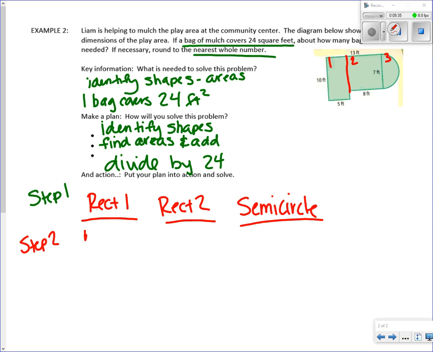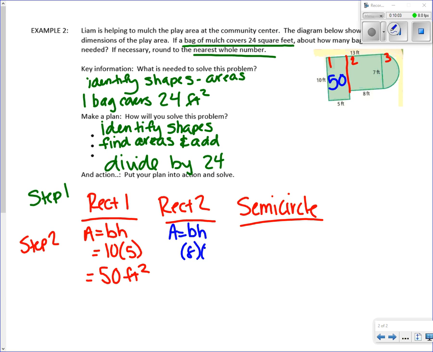Area of a rectangle equals base times height. So the base and the height of rectangle 1 is 10 and 5. When I multiply those, I get 50 feet squared. So I'm going to come over here and change colors. This row right here is 50. Rectangle 2, same formula, base times height, except now my numbers are 8 and 7. 8 times 7 is 56 feet squared.